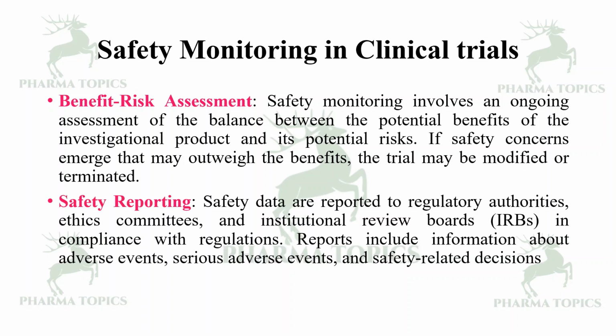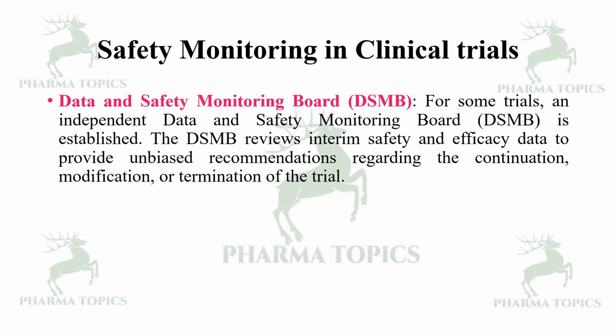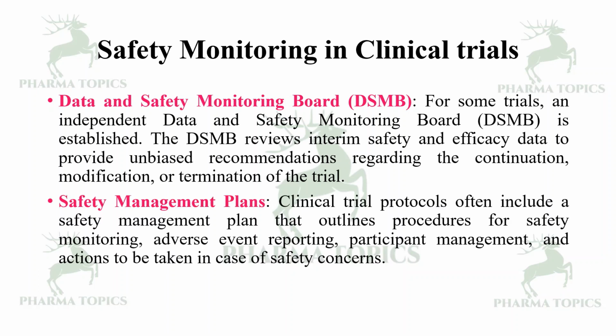Safety reporting. Safety data are reported to the regulatory authorities, ethics committees, and institutional review boards in compliance with the regulations. Reports include information about adverse events, serious adverse events, and safety related decisions. Then data and safety monitoring board. For some trials, an independent data and safety monitoring board is established. The Data Safety Monitoring Board reviews interim safety and efficacy data to provide unbiased recommendations regarding the continuation, modification, or termination of the trial. Safety management plans.